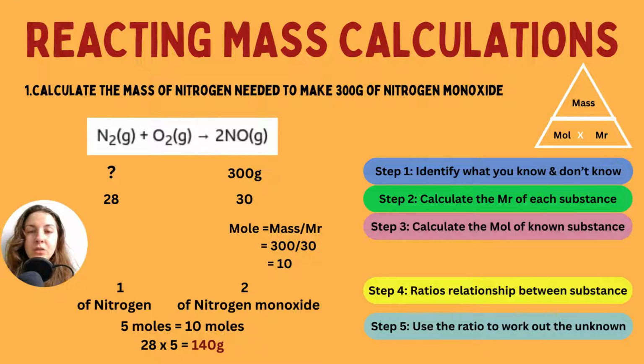So we're needing to do a couple of things. The first thing I recommend you do, in step 1, is to identify what you know from the question and what you don't know and what you need to know. So we can see in the question it says calculate the mass of nitrogen. So I would recommend underneath the equation you have, the reaction you have, you draw a little question mark like I have. That's what we're trying to work out, the mass of nitrogen. But we know there is 300 grams of nitrogen monoxide that are made. And I've also put that underneath the nitrogen monoxide. Oxygen, nothing is mentioned about oxygen, so we don't need to worry about it. We can just leave it as is and ignore it.